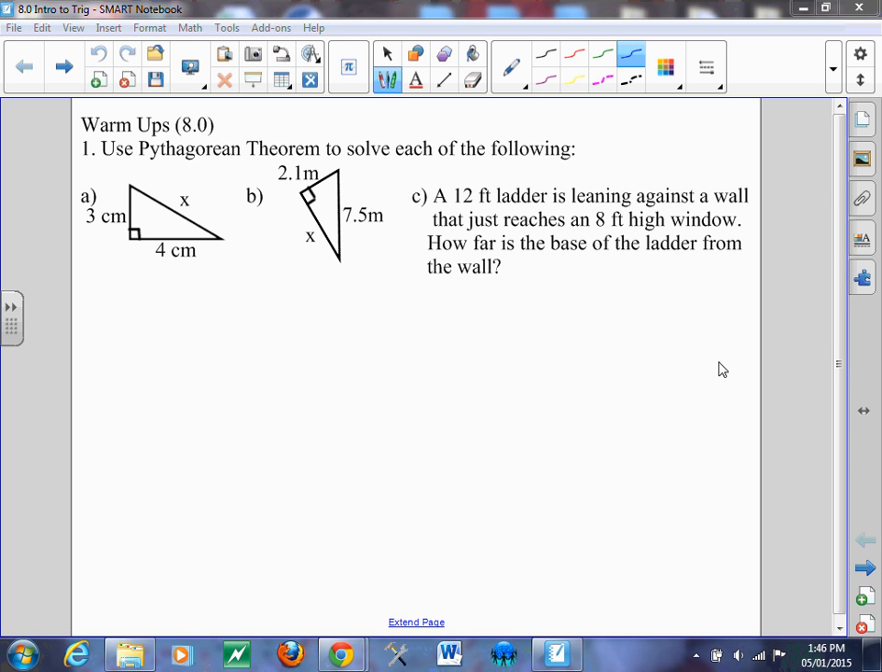So for those who forget what Pythagorean theorem is, that's c squared equals a squared plus b squared. I know you learned that in grade 9. Okay, or in grade 8. Use Pythagorean theorem to solve each of the following.